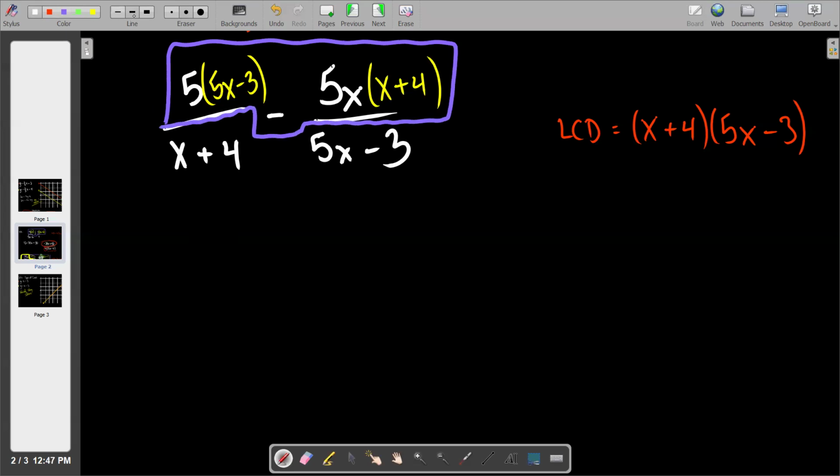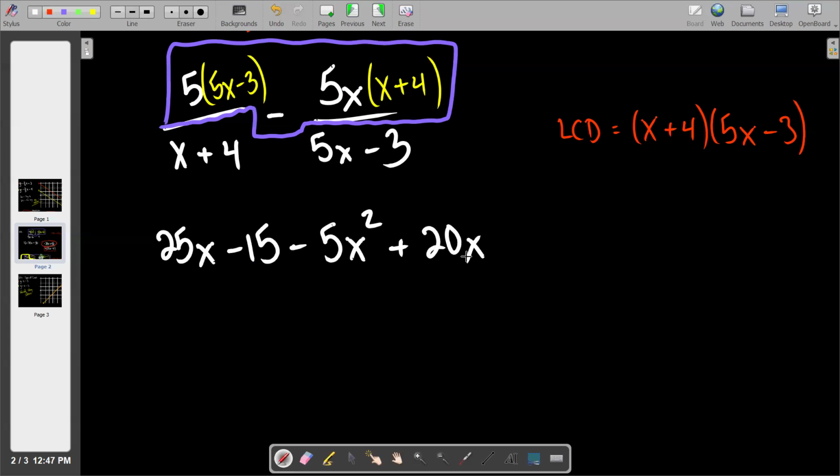So I'll show you, if someone put a gun to my head and said, someone missed this problem, quick, you have 30 seconds, tell me how they missed it. I would put all my money on the following. Someone went 25x minus 15 minus 5x squared plus 20x. And that's wrong. Do you see it?